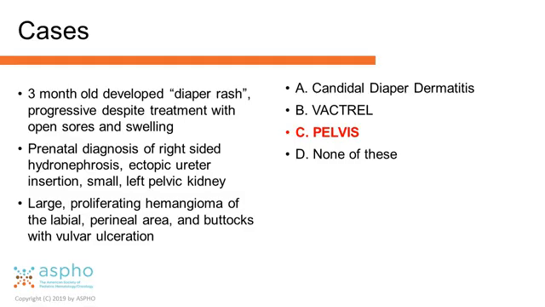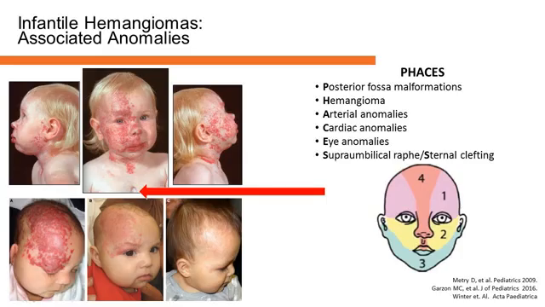Okay, so the answer here is PELVIS, and we'll talk a little bit about both these now. So these two cases remind us that infantile hemangiomas can be associated with a variety of other anomalies.